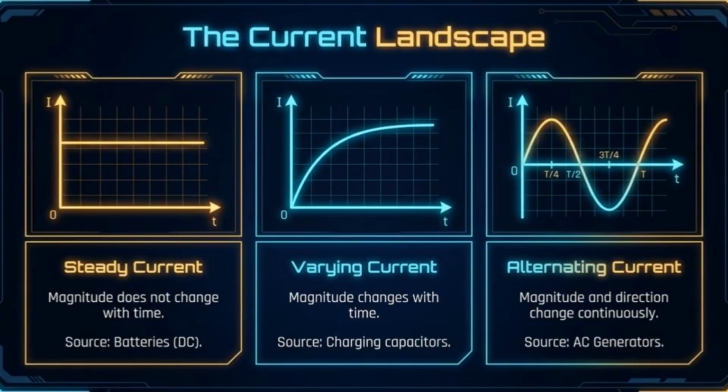Current exists in different forms. Steady current, DC, doesn't change with time. Varying current changes magnitude, and alternating current, AC, changes both magnitude and direction continuously.